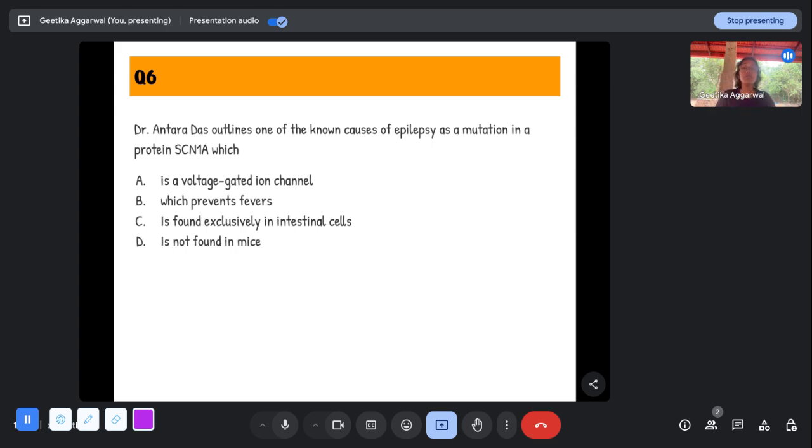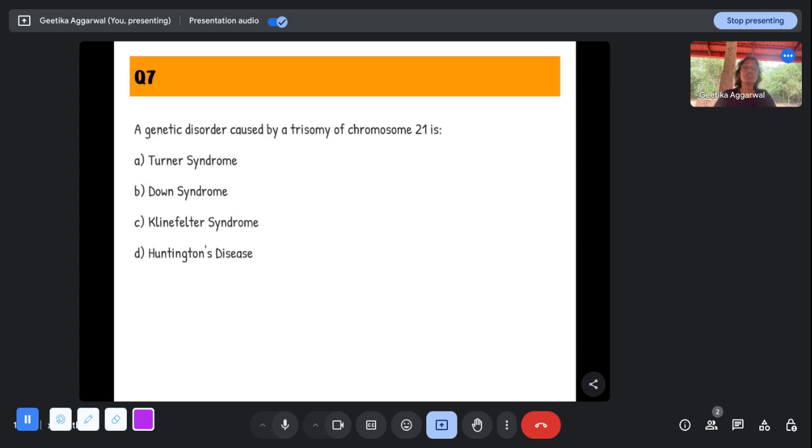Yeah, so time's up. And the correct answer to this question is that SCN1A is the voltage gated ion channel. As discussed in the slide, there is a mutation which happens in the voltage gated sodium channel, which is called SCN1A protein. So, this leads to epilepsy.